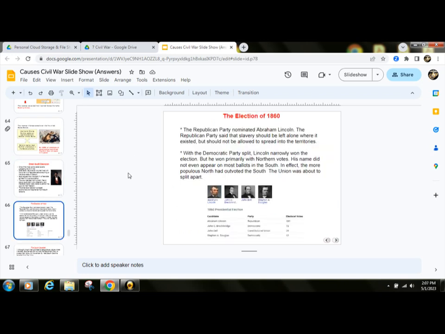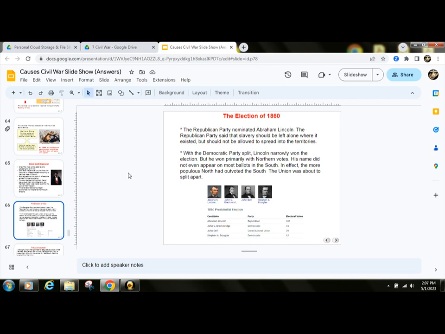All right, the election of 1860 is another cause of the Civil War. So the Republican Party nominated Abraham Lincoln. Again, this is a new party. This is not associated with the Democratic Republicans started by Jefferson. The Republican Party under Lincoln is the party of the North.